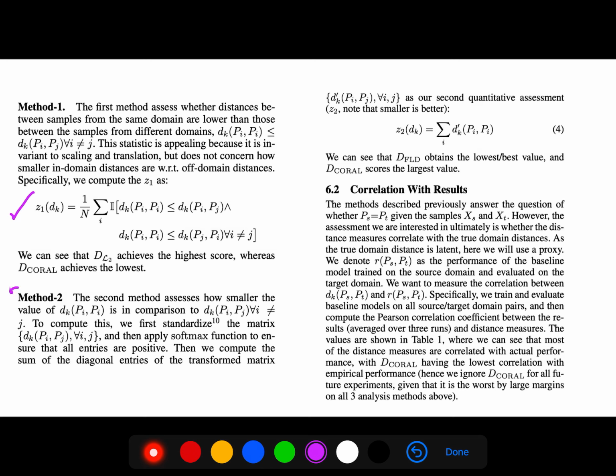The second method assesses how much smaller the distance between p sub i and p sub i is in comparison to the distance between p sub i and p sub j. To compute this, we first standardize the matrix and then apply the softmax function to ensure that all the entries are positive. Then we compute the sum of the diagonal entries of the transformed matrix as our second quantitative assessment.